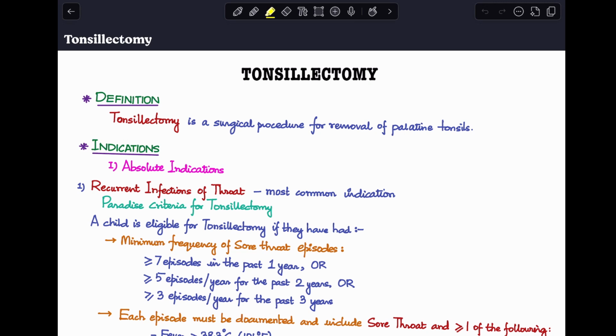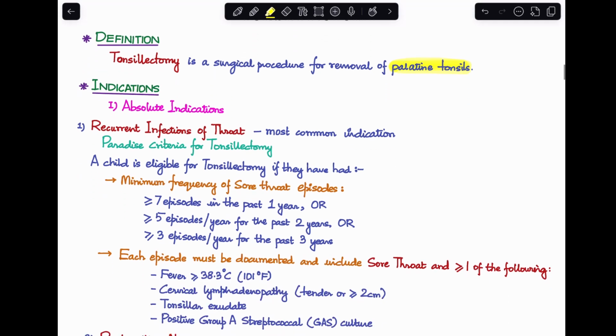Okay, let's get started with our topic. So, what is tonsillectomy? Tonsillectomy is a surgical procedure for removal of palatine tonsils. Now, the next question, which is a very, very important question, because anytime you get a case of tonsillitis, the next question in terms of management, you will be asked about what are the indications of tonsillectomy. So let's get started with indications of tonsillectomy.